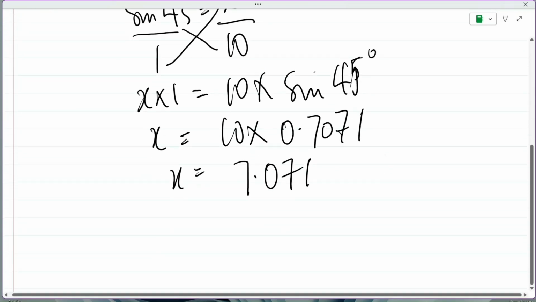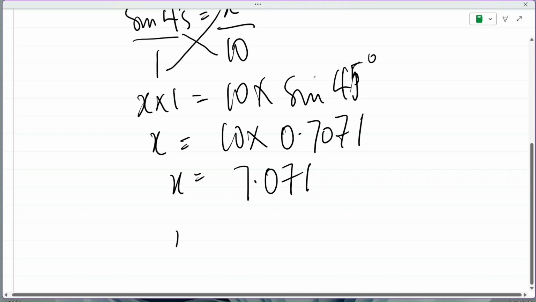7.071. And since the answer is wanted in one decimal place, one value after the decimal, one decimal place means a digit after the decimal. If it were 2, it would be 2 digits after the decimal. Now we're stopping at 0. We'll consider the number right behind it, which is 7. Once it's greater than 4, we add 1 to the number where we're supposed to stop. So we have it as 7.1.